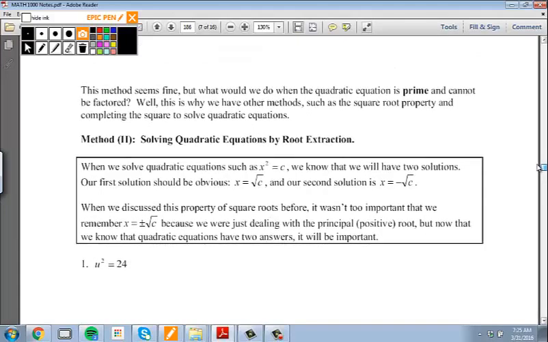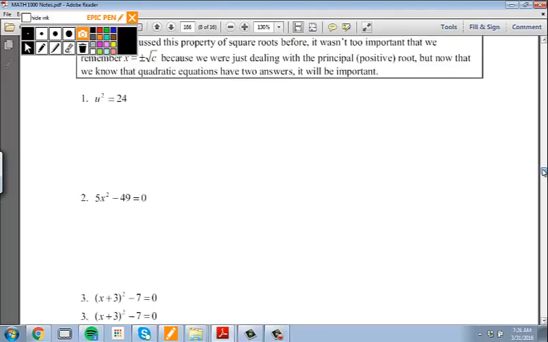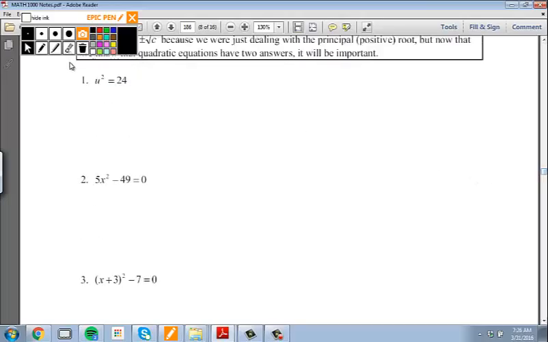Alright, so what would we do when the quadratic equation is prime and cannot be factored? Well, this is when we have other methods that we can use, such as root extraction or the square root property. So if we have u squared equals 24, then I can simply take the square root on each side, but remember, when I take the square root of a variable, I have to use plus or minus, so u is equal to plus or minus the square root of 24.